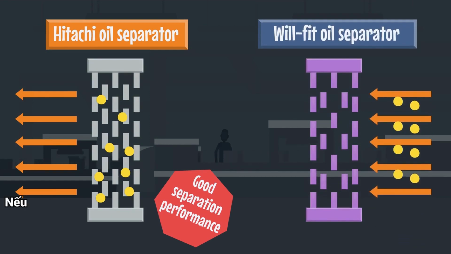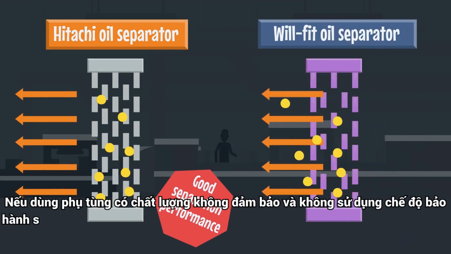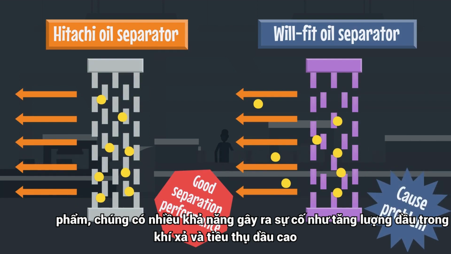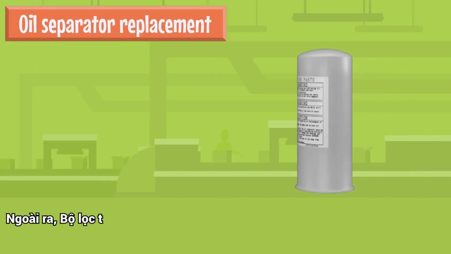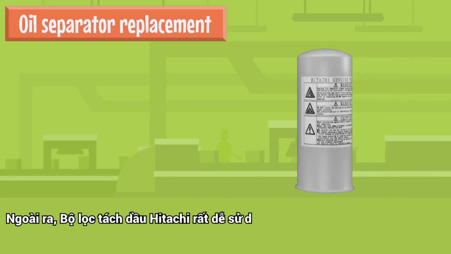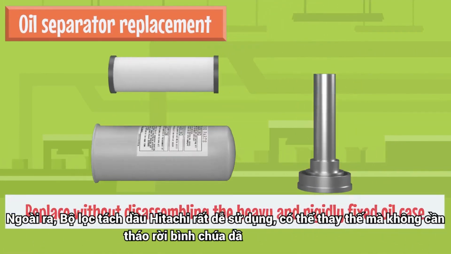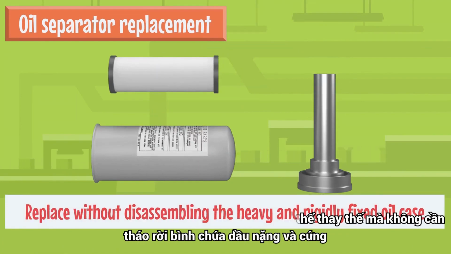If will-fit parts with uncertain quality and product warranty are used, they are more likely to cause problems, like an increase in the amount of oil contained in the discharged air and oil consumption. Also, the Hitachi oil separator element is easy to use. It can be replaced without disassembling the heavy and rigidly fixed oil case.